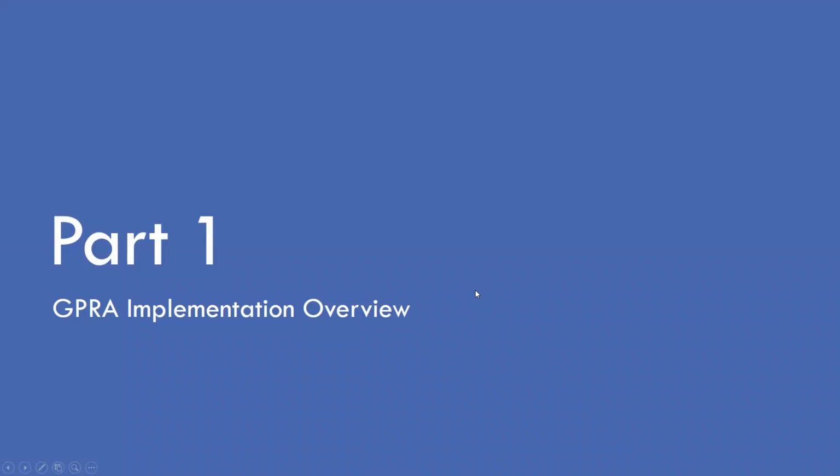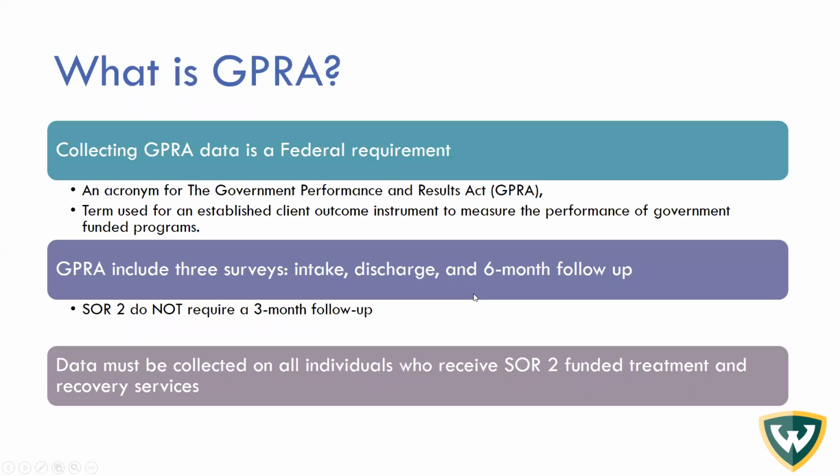So part 1, GPRA implementation overview. To begin, what is GPRA? GPRA is actually an acronym for the Government Performance and Results Act that was first established in the early 90s. It's also the term we use for the established client outcome instrument to measure the performance of government funded programs. So that's what SAMHSA's definition is basically of an interview tool.